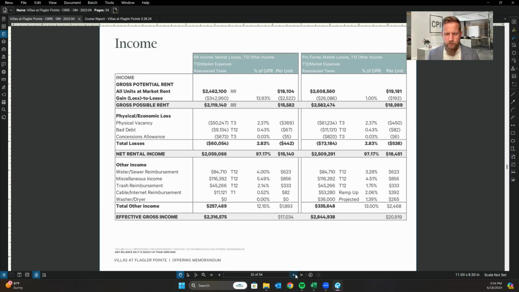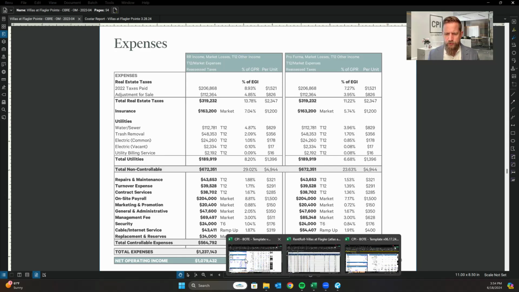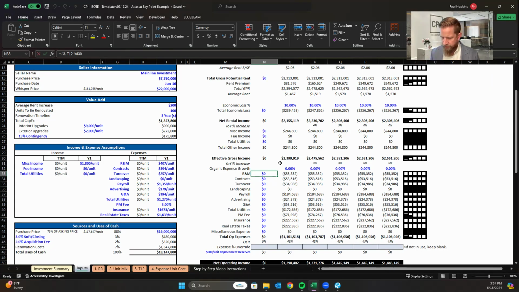So let's go to repairs and maintenance over the last 12 months. Based on the T12, they're at 321 per unit. So 321 per unit. And then that's when you would enter that in, 321 per unit. Okay.